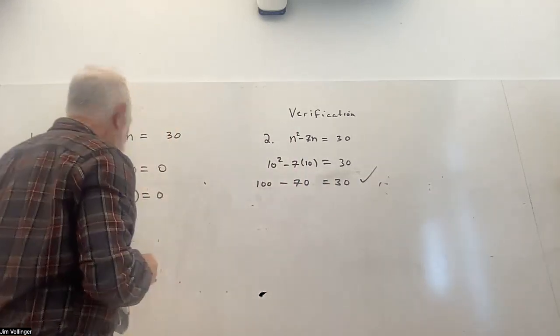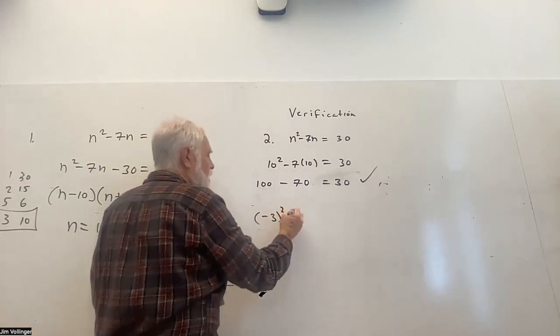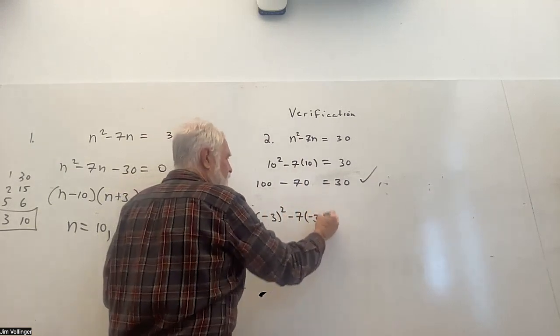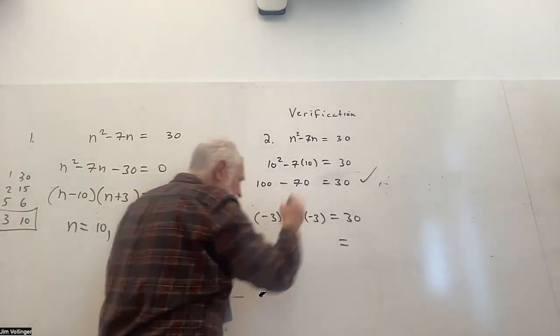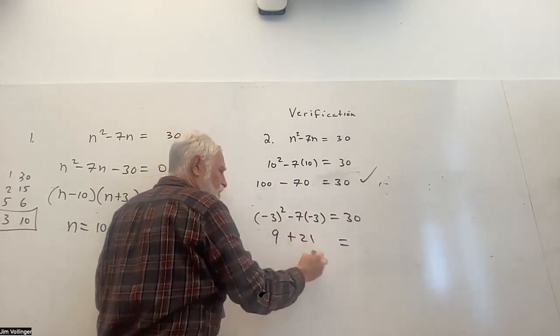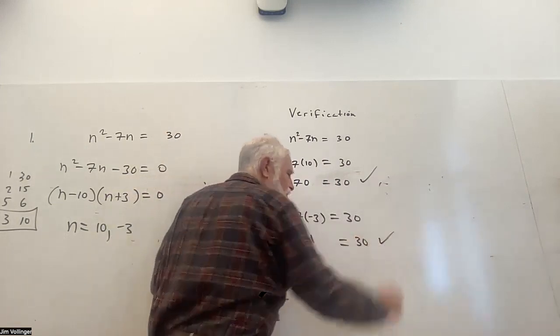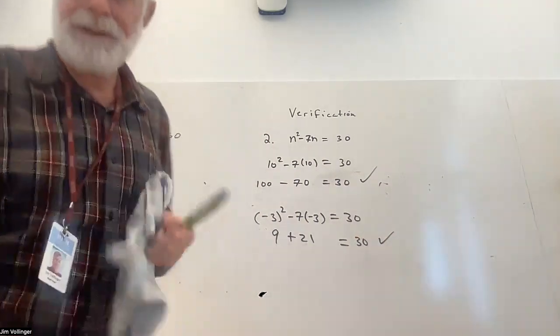Then let's also try -3. (-3) squared minus 7 times -3. Let's see if that equals 30. Let's line up our equal signs. 9, minus a minus is a plus, 21. I think I'm ready to move on. And I don't think that taxed anyone in terms of time.